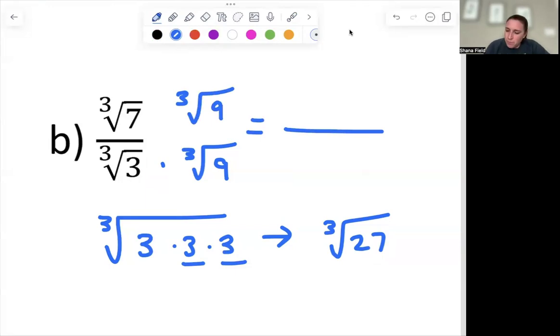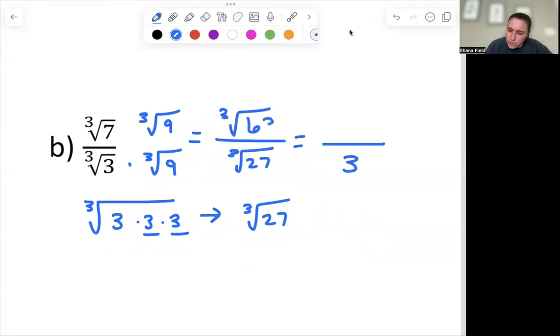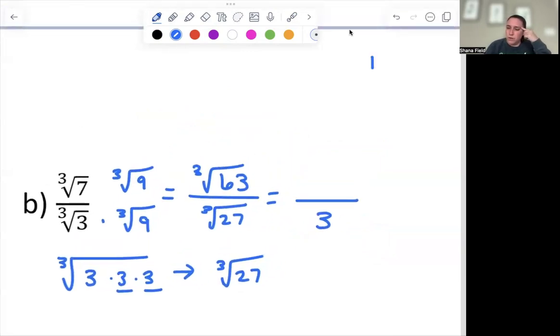Okay, so on the bottom, I've got the cube root of 27, which we know will go to a 3. On the top here, I have the cube root of 63. Now I'm trying to figure out, thinking of our cubes, 63. One cubed, 2 cubed would be 8, 3 cubed is 27.